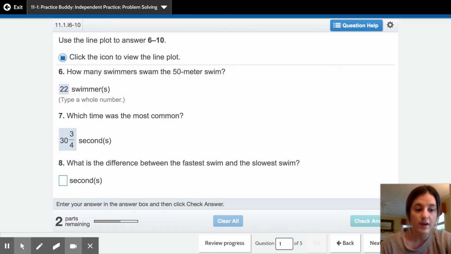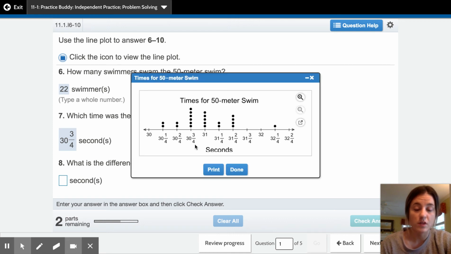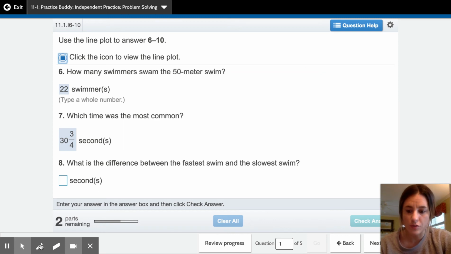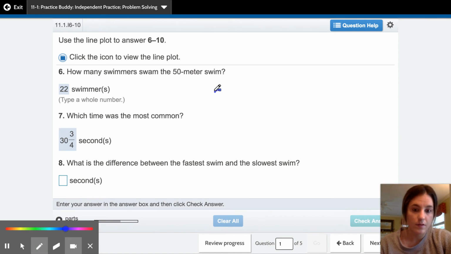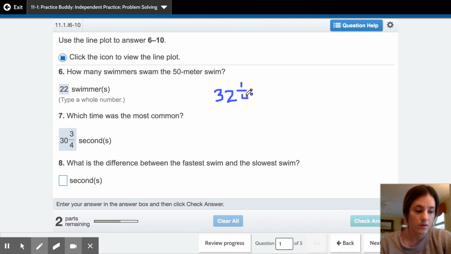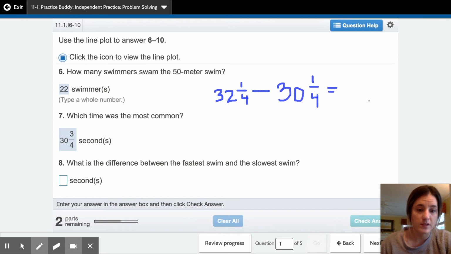Okay, what is the difference between the fastest swim and the slowest swim? When it asks you to find the difference, remember you are subtracting. So the fastest swim and the slowest swim. So my fastest swim was 32 and 1/4 of a second. My slowest swim was 30 and 1/4 of a second. So I am going to show you how I would solve that. 32 and 1/4 minus 30 and 1/4, because I'm finding the difference. So if I subtract my fractions, 1/4 minus 1/4, well, 1 minus 1 is 0. So I have nothing left.